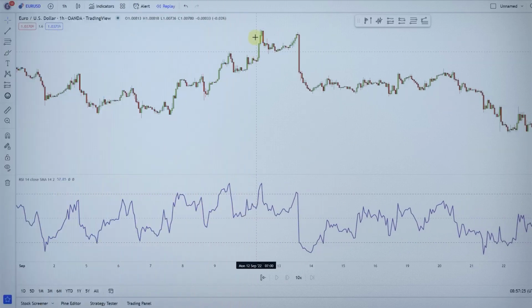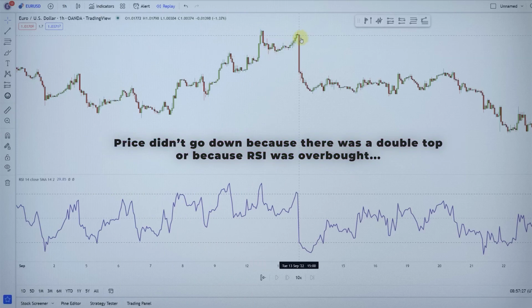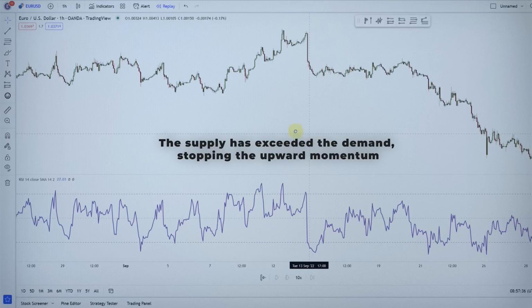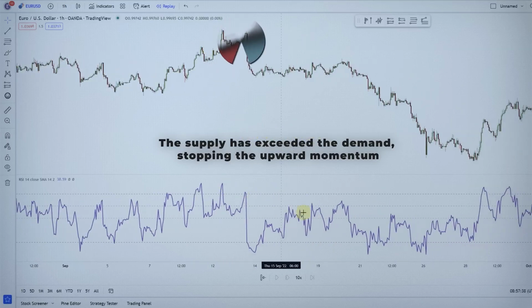So, when you look at this chart, price didn't go down because there was a double top. It wasn't because RSI was above 70. It was an imbalance between supply and demand. The supply has exceeded the demand, stopping the upward momentum and eventually making it drop from there.